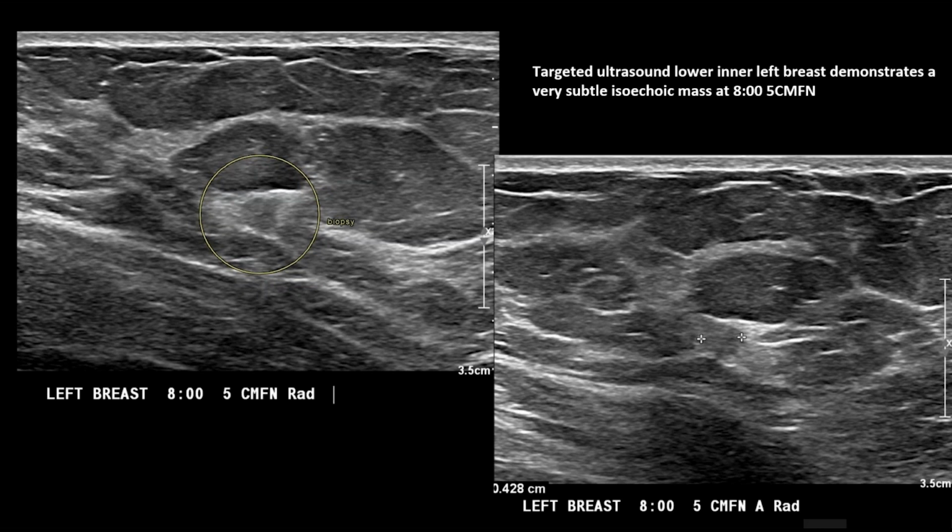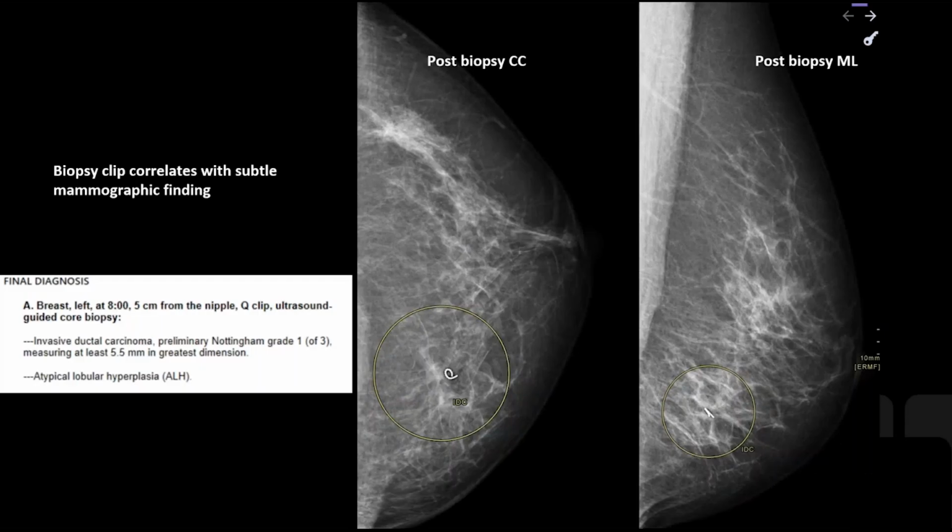The patient proceeded to have a biopsy, and you can see on the next slide, we do have nice correlation between the biopsy marking clip and that subtle detection that was detected by the ProFound AI. This is a very small invasive ductal breast cancer in a young patient.